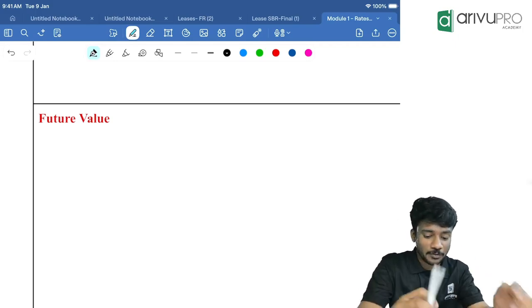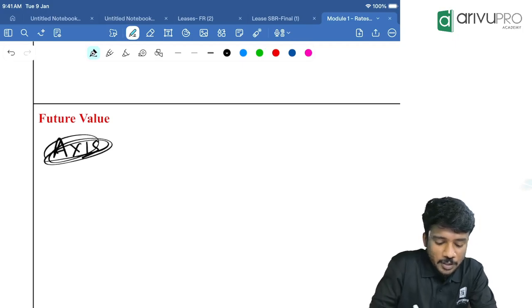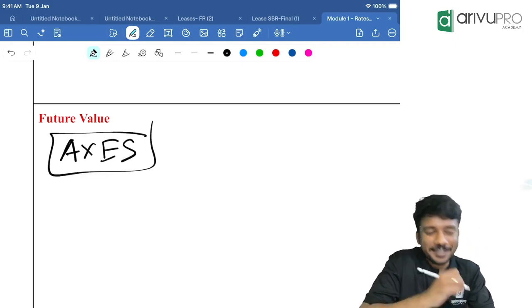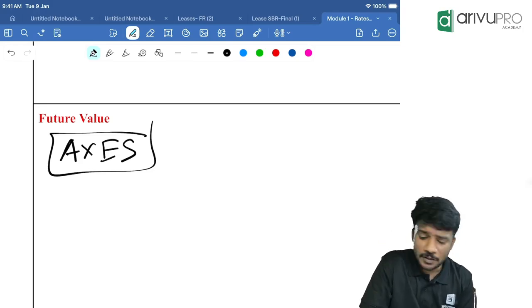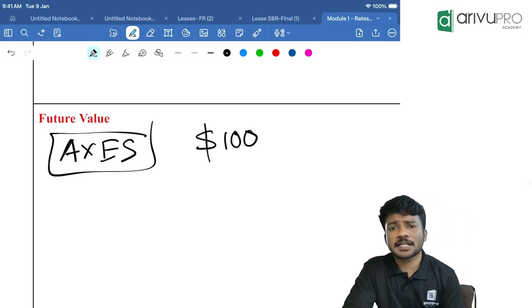Which bank do you want to invest in? Axis Bank, okay, let it be Axis Bank, so that there is no copyright. Okay, Axis Bank is there. So in Axis Bank I am going to invest my $1,000, or $100.